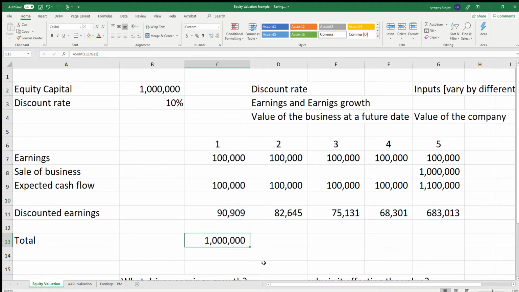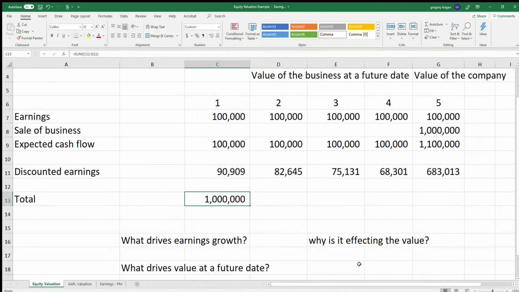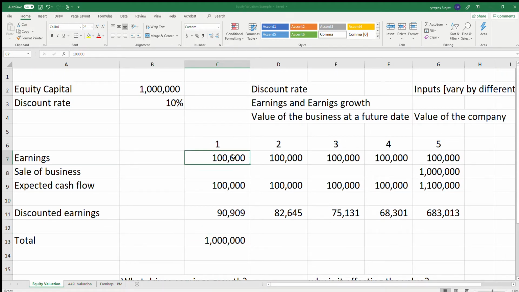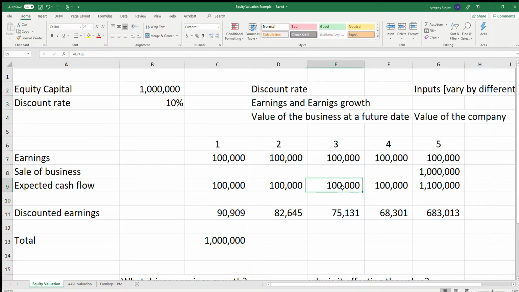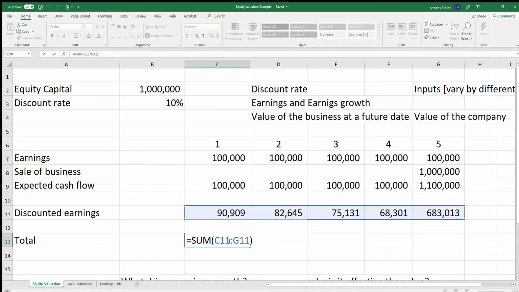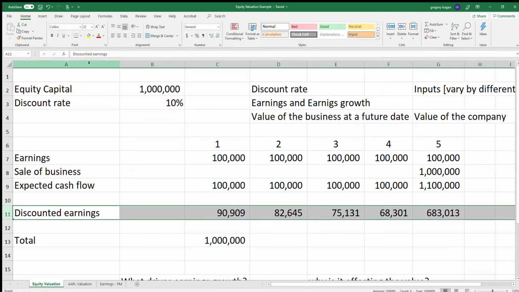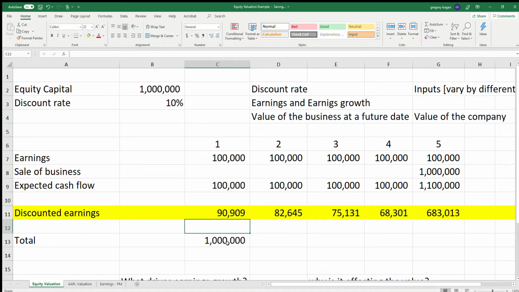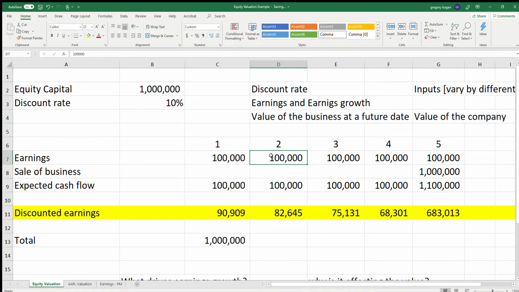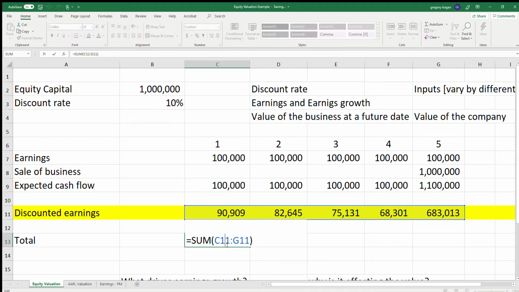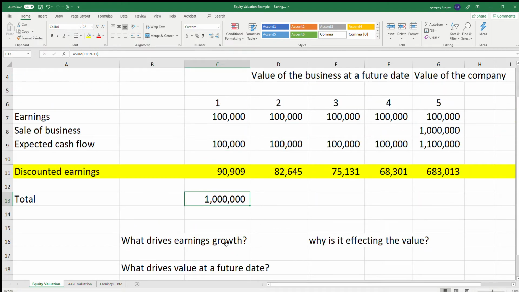So basically, what we're saying is, the higher this earnings number is, the higher the value is going to be, simply because the value is just the sum of the discounted earnings. So the higher this column is, we're simply going to have more value. So if this becomes 200,000, 300,000, 500,000, that's going to rise. Okay, so that's why earnings growth is very important.